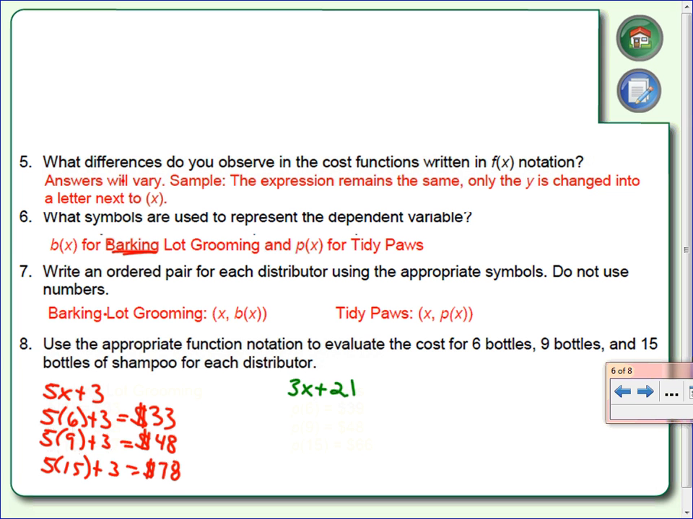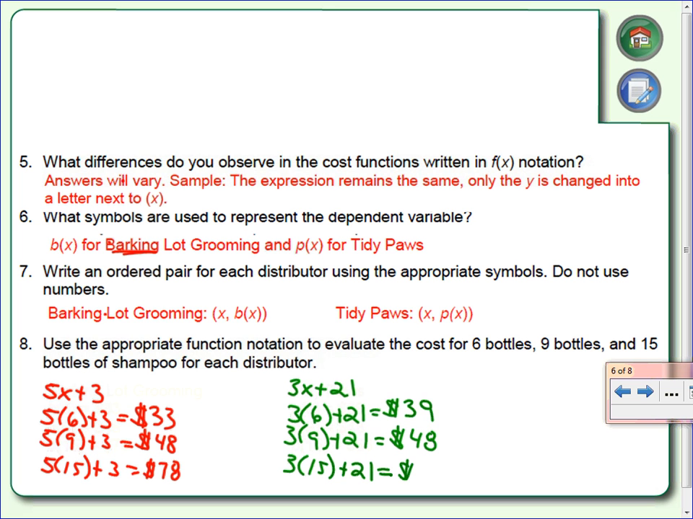So if I want to know how much they're going to charge me for 6 bottles, I got to make sure I use this function. That's the rule here. So let me replace x with 6, and let's see what we get. $39. So they're going to charge me $39 for 6 bottles. What if I want 9 bottles? What will they charge me? $48. And one more here. What if I want 15 bottles? If I want 15 bottles, it's going to cost me $66.